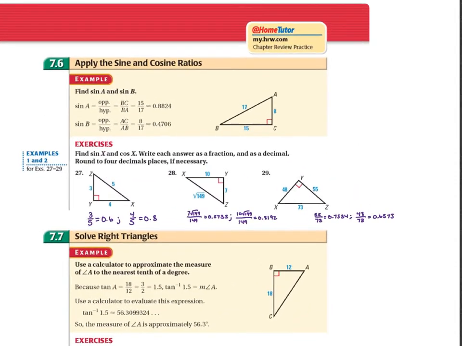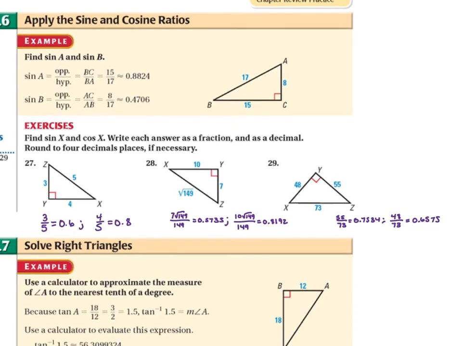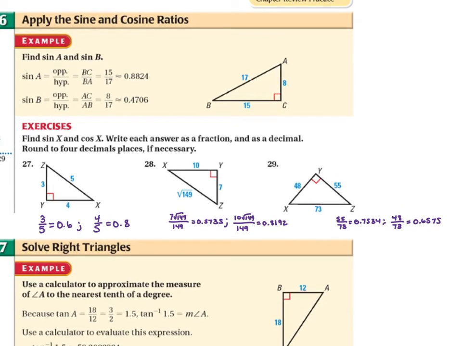All right, sine and cosine ratios. So now we're doing sine and cosine. This is again, so see the directions there? It said find sine of x and cosine of x. Write each answer as a fraction and as a decimal. So the fraction would be 3/5, the decimal would be 0.6, and it says round to 4 decimal places if necessary. So the ones like 28 and 29 that continued to go on past the nearest tenth, you would round those numbers to 4 decimal places. So again, watch for your directions.